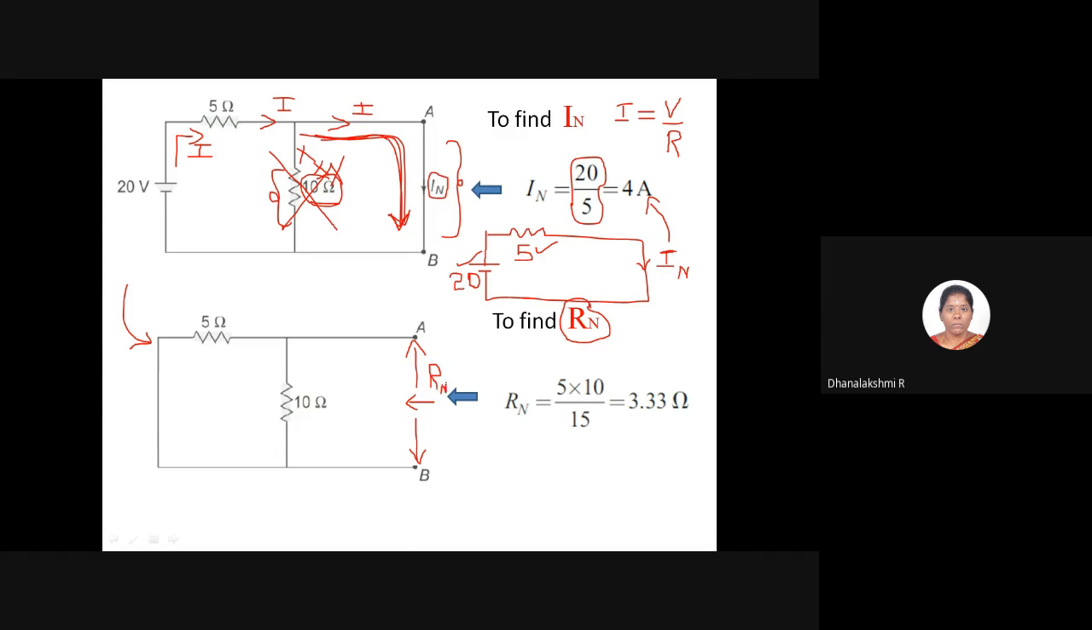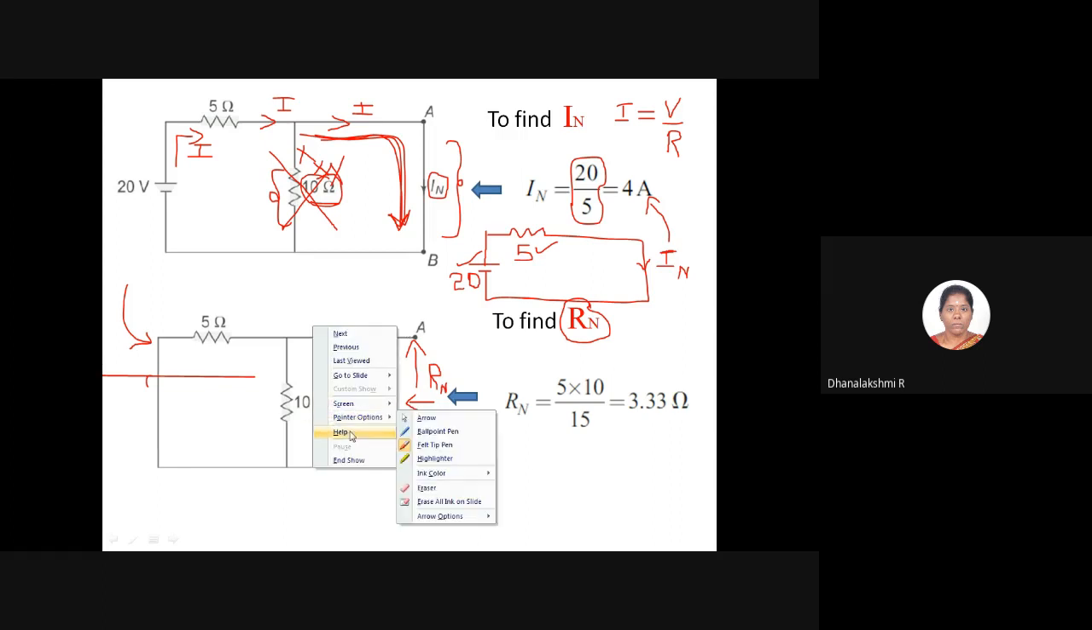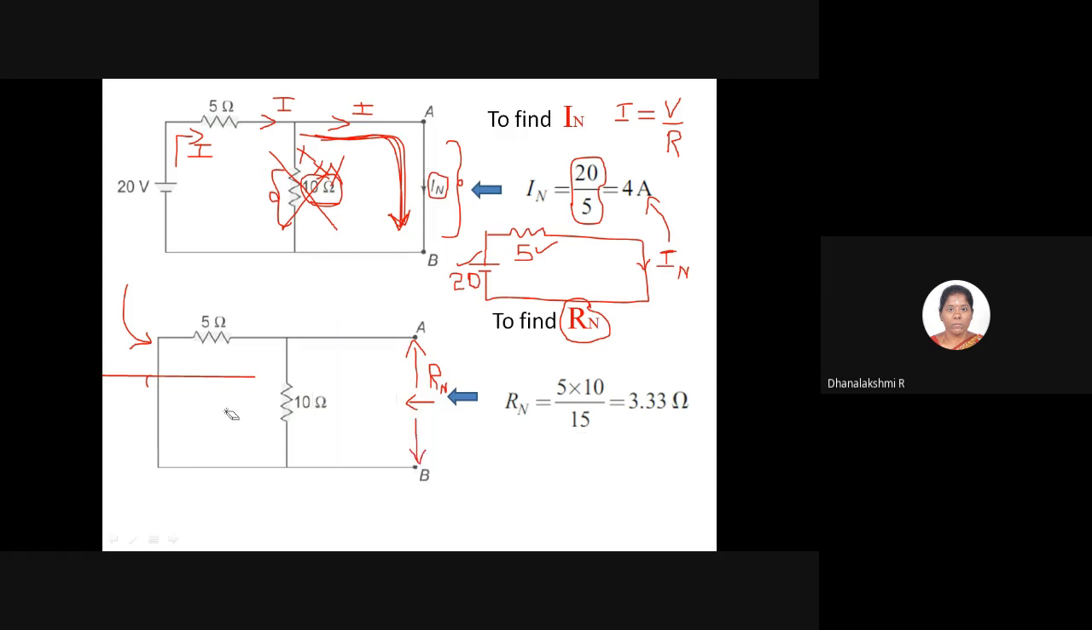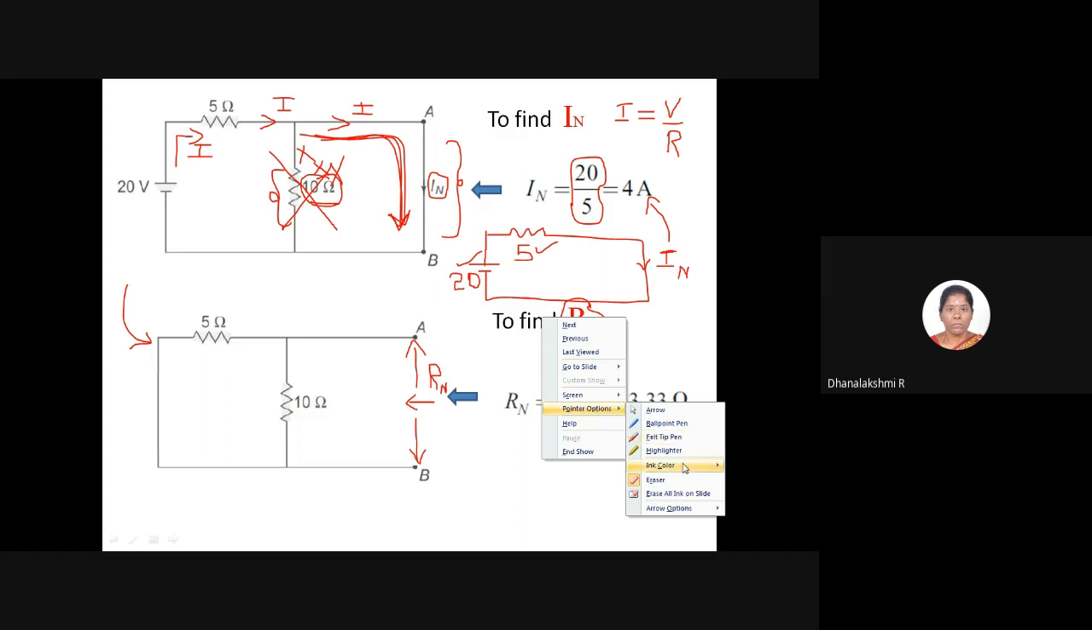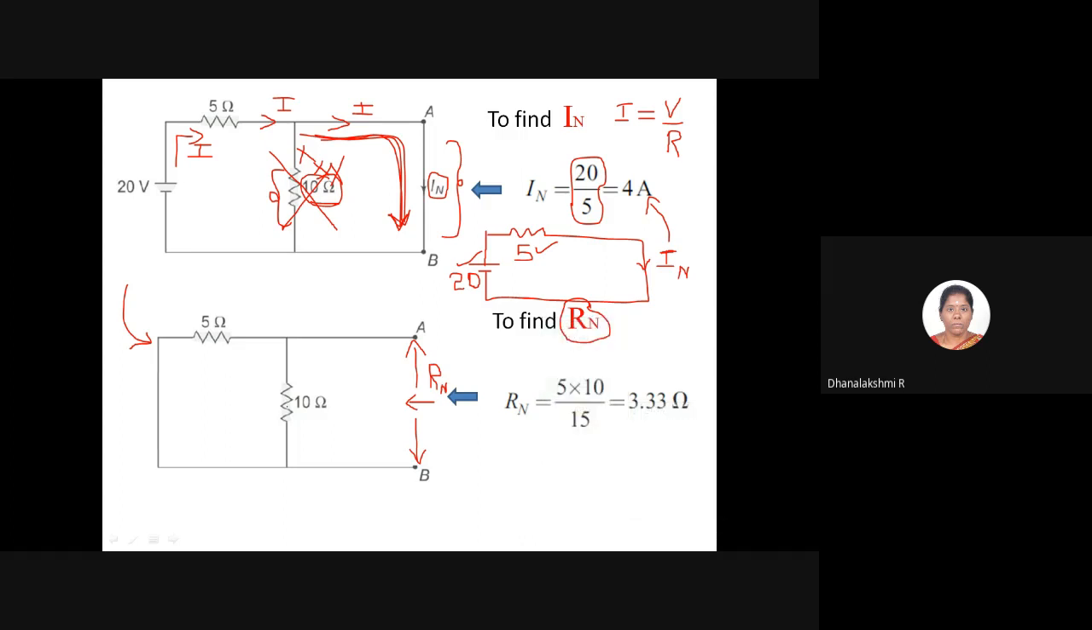And when we see the remaining portion of the circuit, here is where our 20 volt source is. That 20 volt source can be removed, and in the place of the 20 volt source, it has to be replaced by a short circuit. So that has been done here. Here we had our 20 volt source, and we removed it and replaced it with a short circuit.